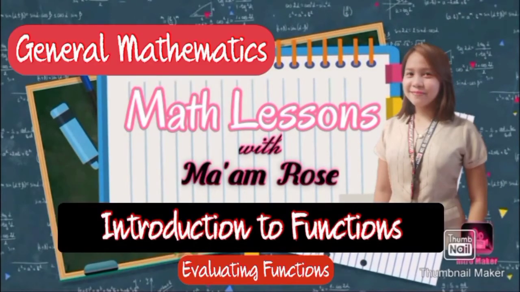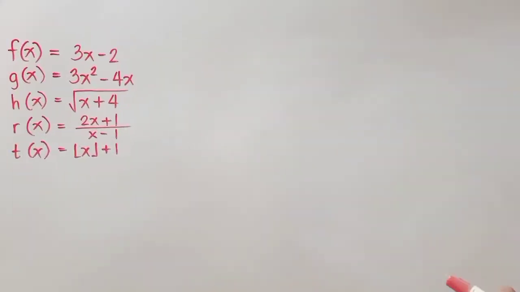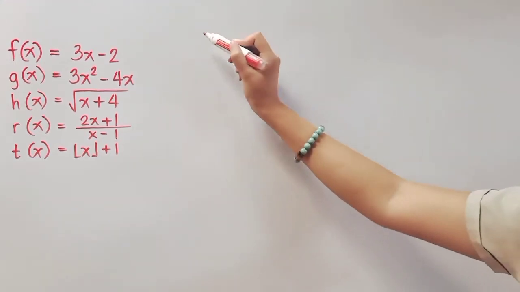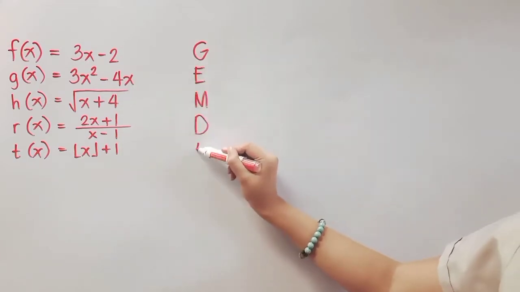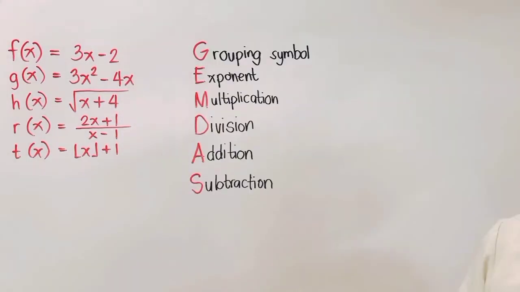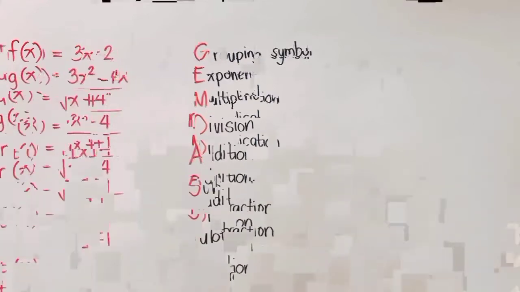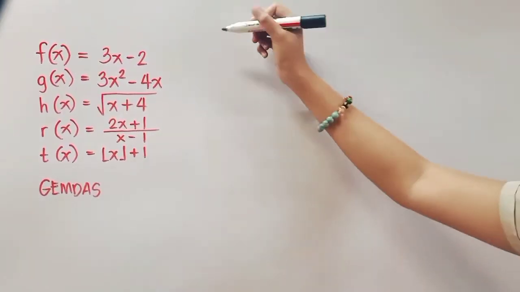For today, we will discuss evaluating functions. We will be using the functions here, but before that, make sure you know how to do GEMDAS. This is the order of operations: grouping symbol, exponent, multiplication, division, addition, and lastly, subtraction. With this, we are ready to begin.